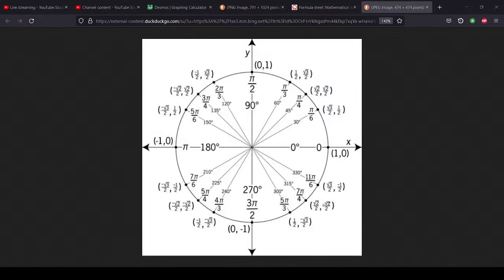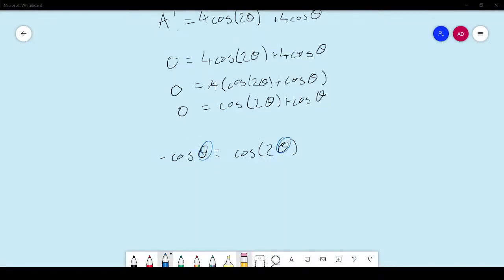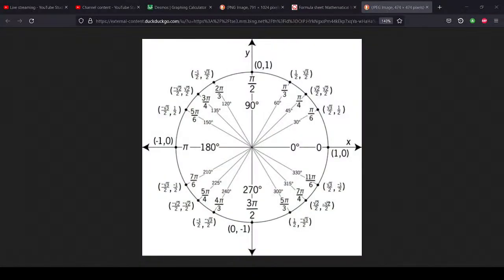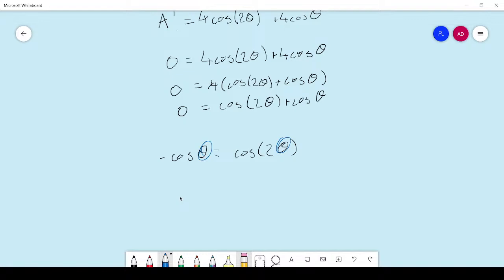So that negative cos theta is equal to cos 2 theta. Right? So let's have a look at some different values here. Just as an example, let's pretend theta was equal to 0, even though I suspect that's not going to give us the correct answer. What would that look like? It would look like this. I'll do it in red. Negative cos 0 equal to cos 2 times 0, which is 0. So does negative cos 0 equal cos 0?